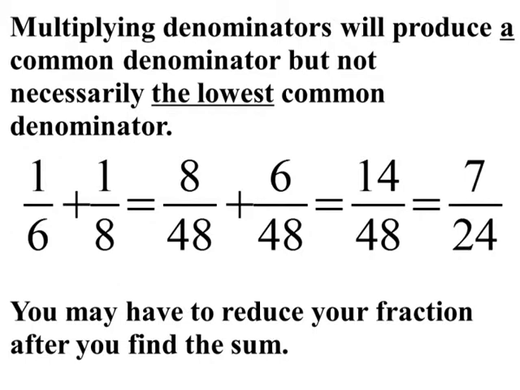Take a look at this example. We have 1/6 plus 1/8. Using our method, we get 8 over 48 plus 6 over 48. We add those two together, and this gives us 14 over 48. You'll notice that 14 over 48 can be reduced. In other words, there's a factor that goes into both 14 and 48, specifically 2. We divide 14 and 48 by 2, and we get 7 over 24, which is actually the lowest common denominator for this problem.